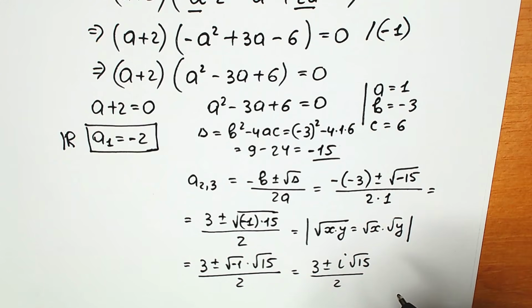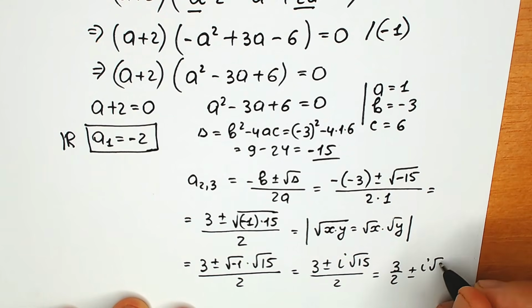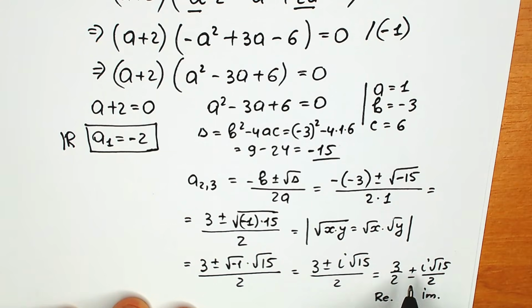And a lot of students split it in terms of real part and imaginary part. What I mean is they divide the numerator by 2, so we have 3/2 plus minus i square root of 15 over 2. And right here you can easily see the real part and imaginary part. So this is up to you, however you prefer. Of course, this is our answer. This is maybe the classic one, when you split it into real part and imaginary part.